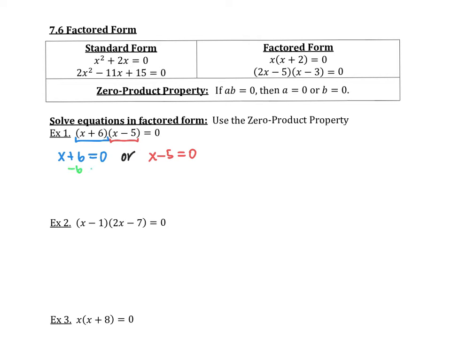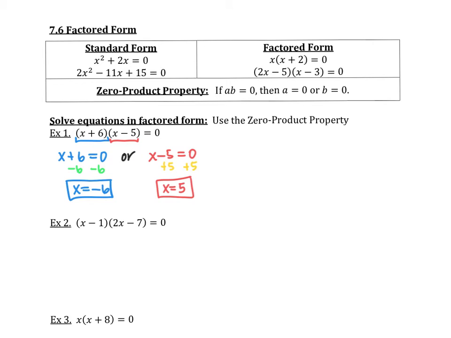Okay, I solve this just like a normal two-step equation. So I'm going to minus the 6, and I get x equals negative 6 for one of my possible answers. For my x minus 5 equation, since it's a minus 5, I'll plus 5 to cancel it over. And then my answer will be x equals 0 plus 5, which is 5. So x equals negative 6 or x equals 5 are my two possible answers, and I need to include all possible answers.